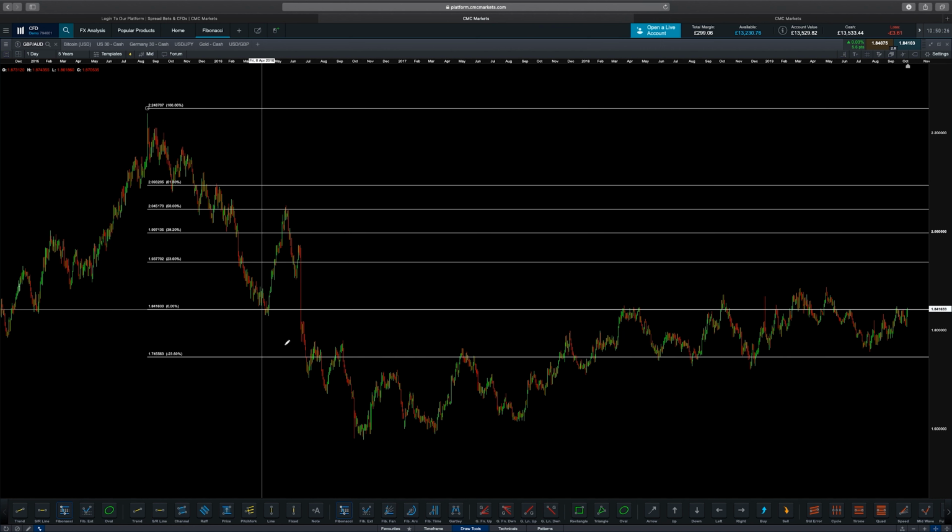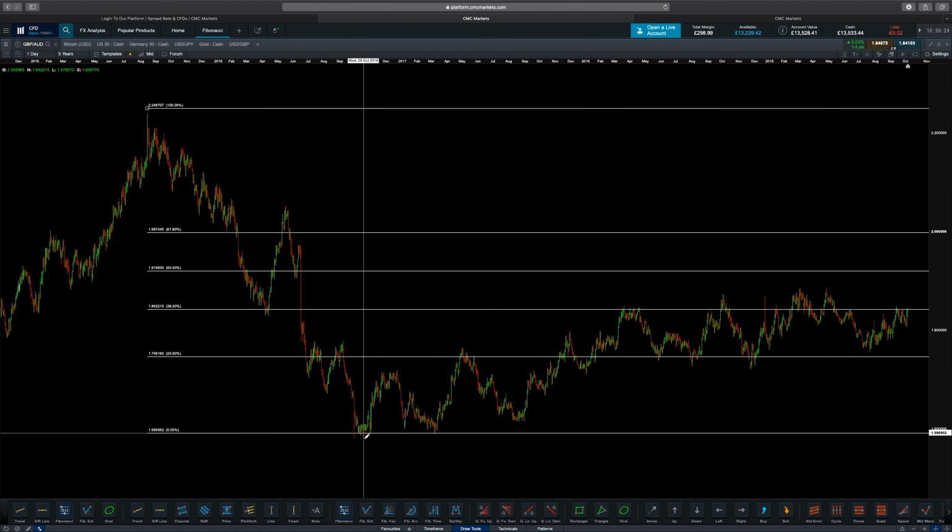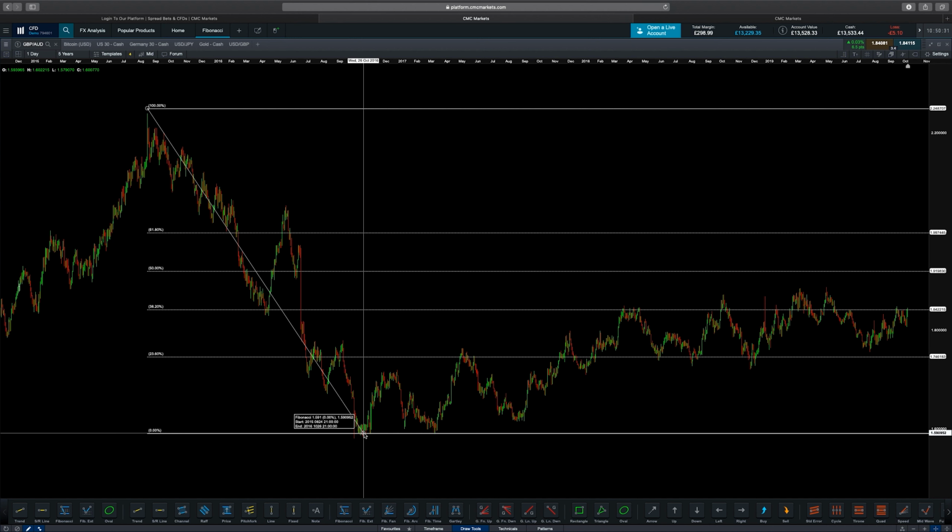So if I draw the lines in, you click on the high, you click on the low, and what the Fibonacci retracement does is it automatically generates support and resistance levels at key levels. Now, what are those levels? Well, Fibonacci is key mathematical levels. Basically, if you add the numbers of 0 and 1 together, you get 1.